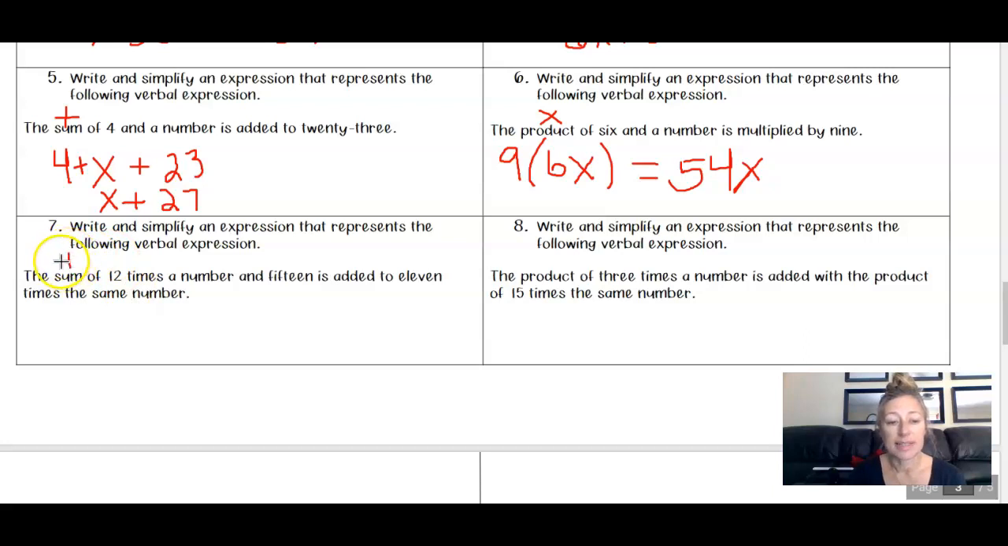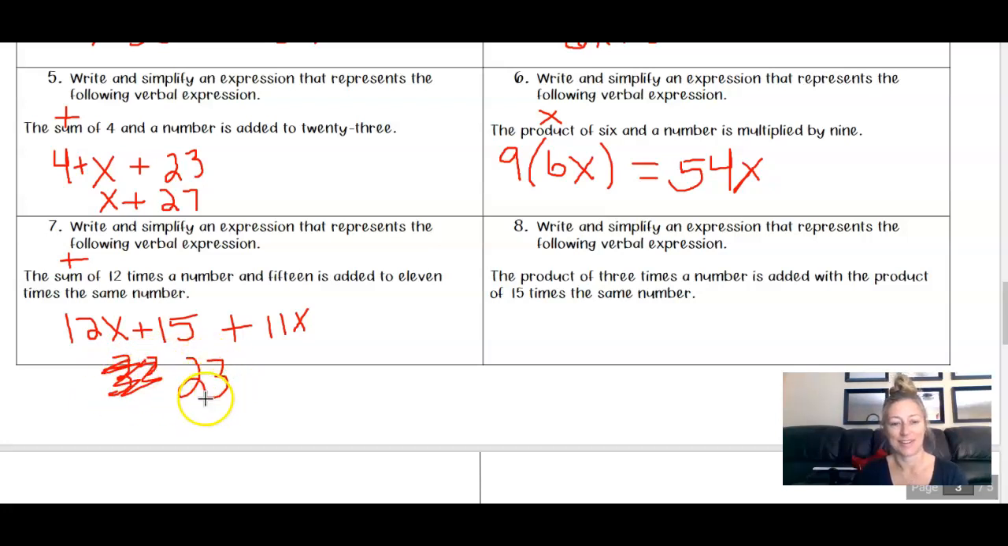Number 7, the sum means add. 12 times a number, so we've got 12x, and 15 is added to 11 times the same number, which means 11x. Now I'm just adding here, so 12x plus 11x should be 33x. Oh, no, 23x plus 15.